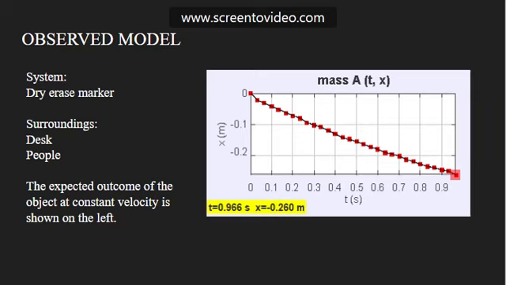In the slide on the right, the graph shows our observed model, which represents the actual motion of the dry erase marker in our experiment. Our slope will be negative as it moved to the left of the origin. Our system is the dry erase marker. The surroundings include the desk and the people.